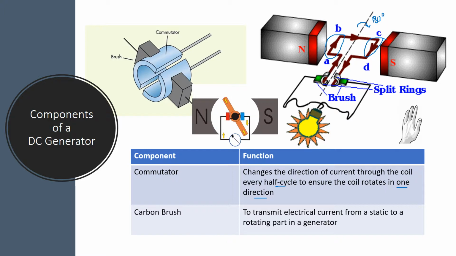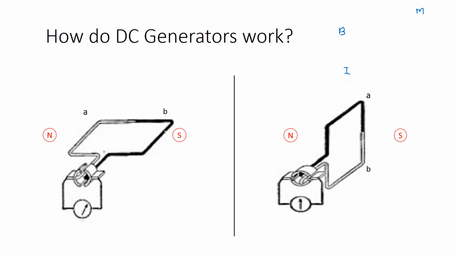The carbon brush is used to transmit the electrical current from a static part to a rotating part of a generator. So how do DC generators generate current? We can use the principles of Fleming's right-hand rule to find the direction of induced current, so we can see the direction of electrical energy that will flow in this circuit or coil.